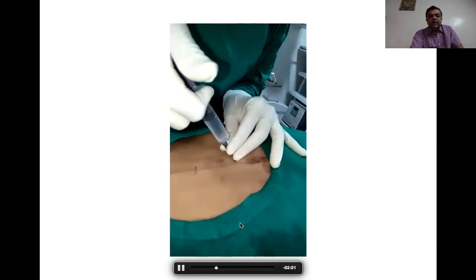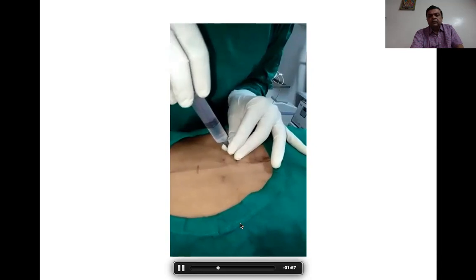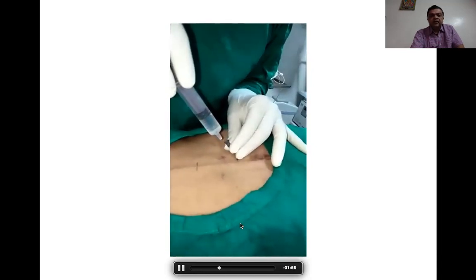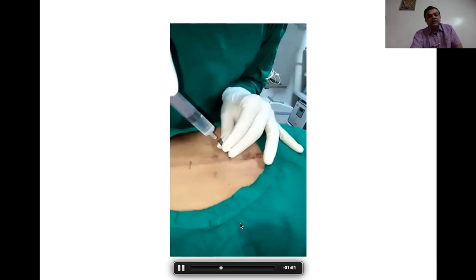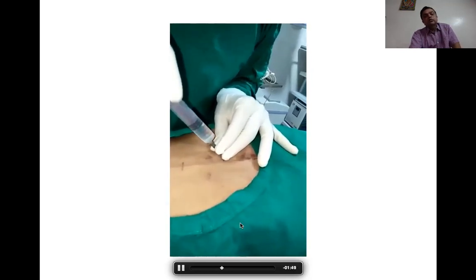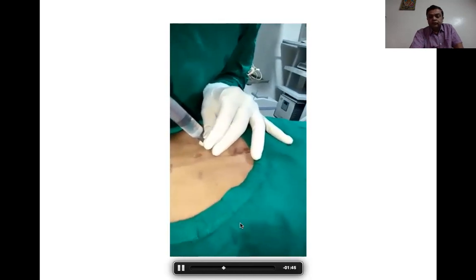So if you are doing bilateral TAP and rectus sheath block, you require 20-20 plus 15-15, so 70 ml of LA. So you should dilute the drug. You can use 0.2% ropivacaine, 70 ml, so that you don't cross the toxic limit of the drug. You can see the backflow also. So this is how you can give rectus sheath block.